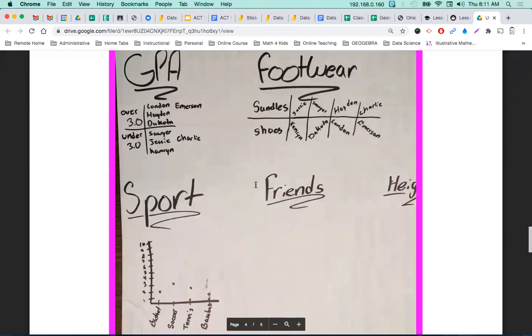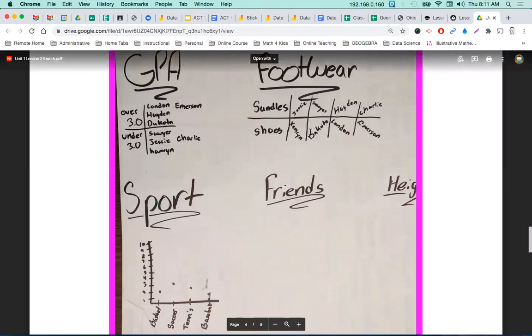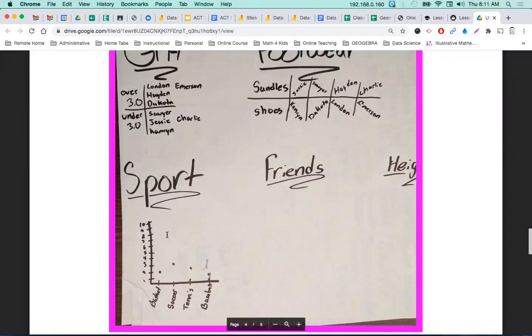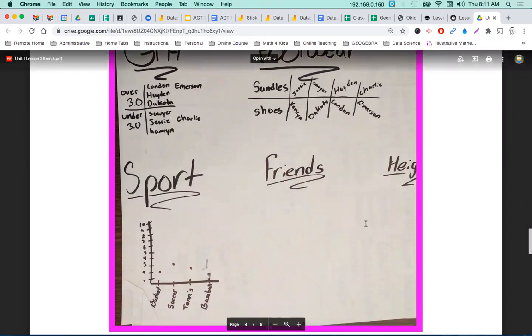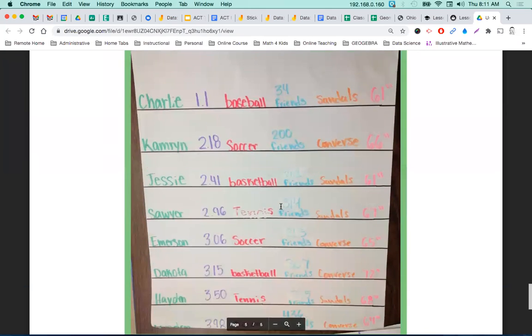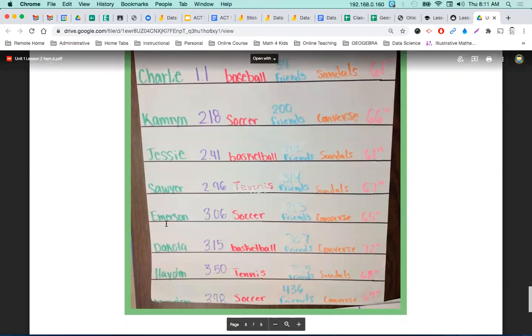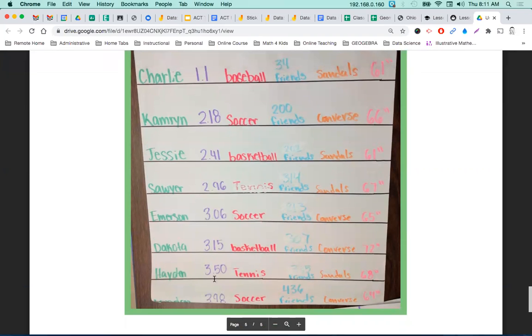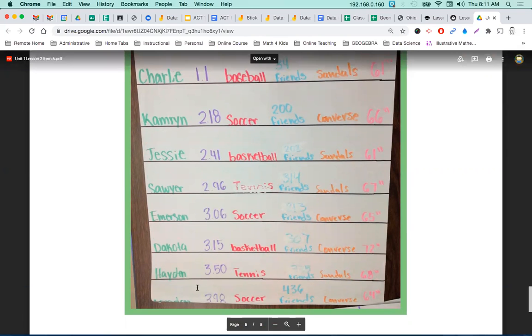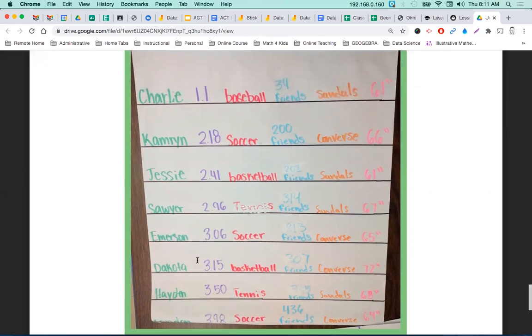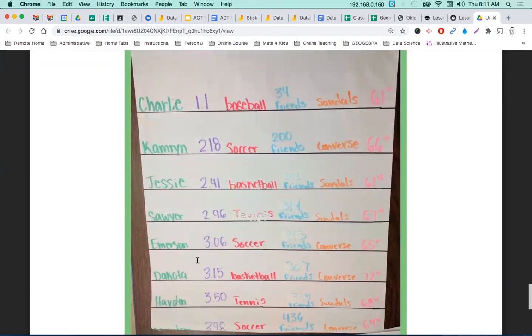This one was incomplete. It'd be similar: we know the GPA, we do know the footwear, but we don't know which sport because it doesn't specify, and we didn't classify the friends or the height yet on this one. I would say this one would be the easiest because it's very well organized. I could go down to Hayden, and there are the 5 bits of data that go with Hayden right there. Pretty well organized. This would probably be the best sheet to go off of if we were going to do that for each of the stick figures.